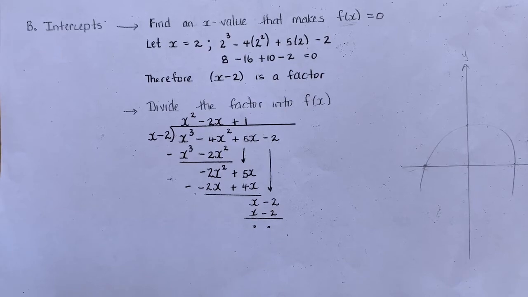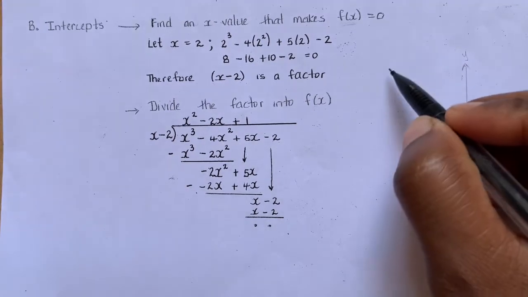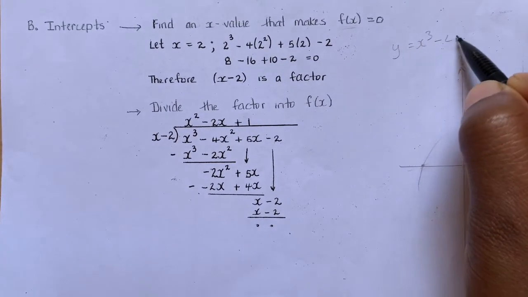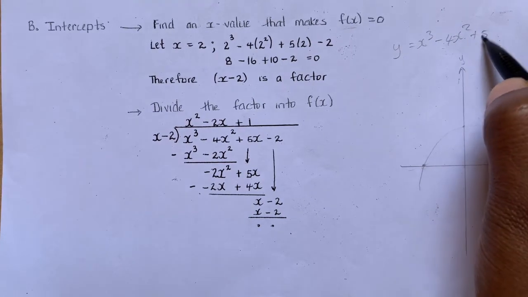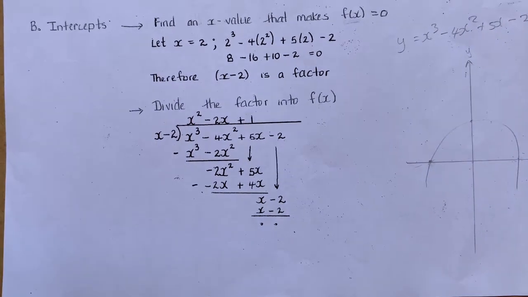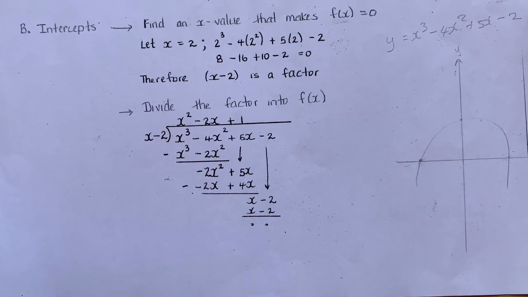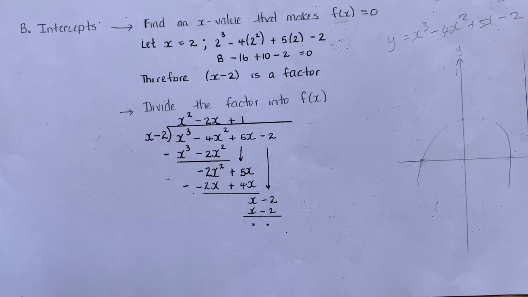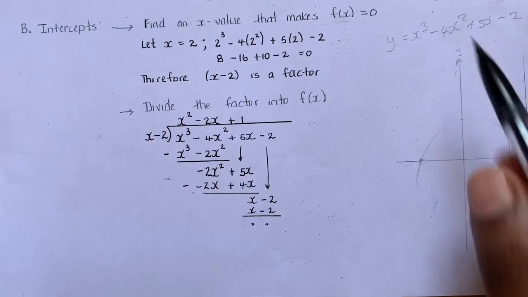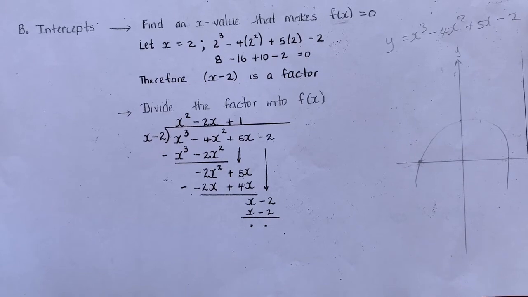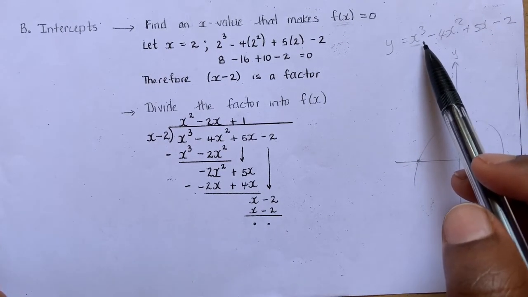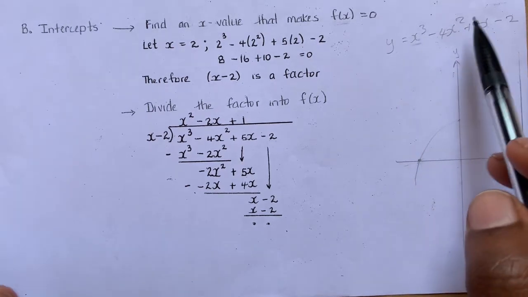We are working with a cubic polynomial. We have the cubic polynomial y equals x cubed minus 4x squared plus 5x minus 2. You will be familiar with how to factorize a quadratic. With a cubic polynomial, it's slightly different. It means that there are 3 x values that can solve this equation.